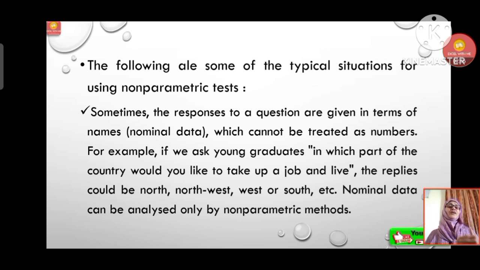Now, the following are some of the typical situations for using non-parametric tests here. Sometimes the responses to a question are given in terms of names, that is nominal data, which cannot be treated as numbers, male, female, like that. For example, if we ask young graduates in which part of the country would you like to take up a job and live, the replies could be north, northwest, west or south, etc. Now, nominal data can be analyzed only by non-parametric methods.